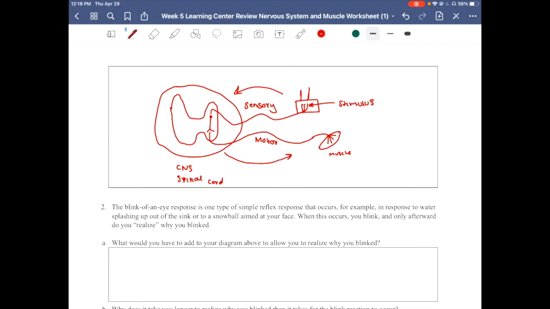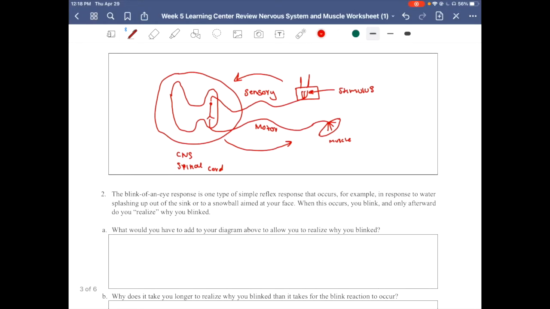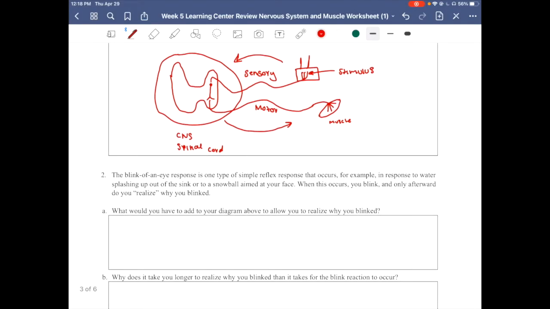All right, next we're going to be looking at what different combinations need to be added to elicit different types of responses. This question says the blink of an eye response is one type of simple reflex that occurs, for example, in response to water splashing out of a sink or a snowball aimed at your face. When this occurs, you blink, and only afterwards do you realize when you blinked.